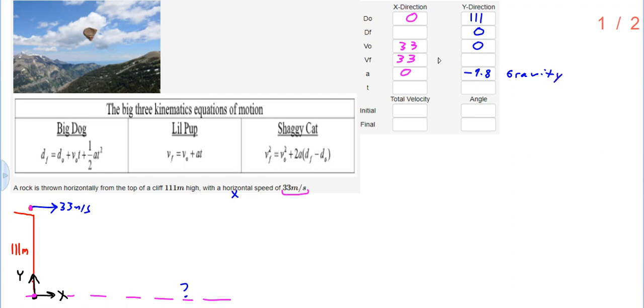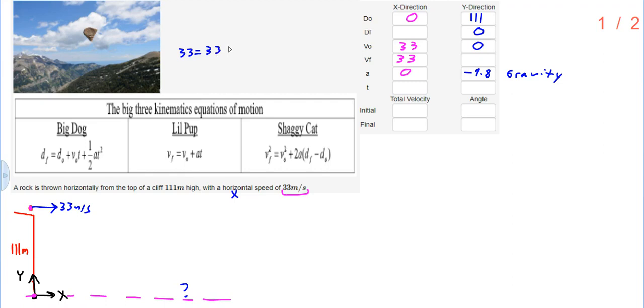Now that we have only two missing variables from each side, we can start to solve. We can look at the x direction and see if we can solve there first, and then make our way to the y direction. If we look at the x direction, we need to remember that the only equation we can actually use is big dog here. And for big dog, that means we can only be missing one variable. Well, we're missing df and we're missing t, so we're not going to be able to start this problem in the x direction.